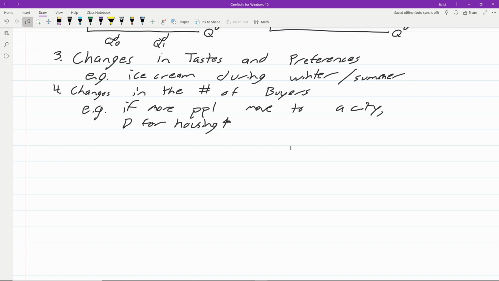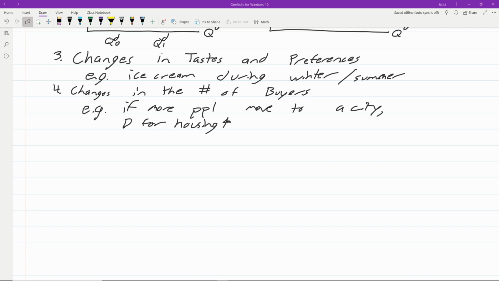Another example could be the baby boomer population. As more of them get older and older, what do you think will happen to the demand for, say, nursing home services, right? So hopefully it all works out in a fairly intuitive way. More buyers, more demand; fewer buyers, of course, less demand.